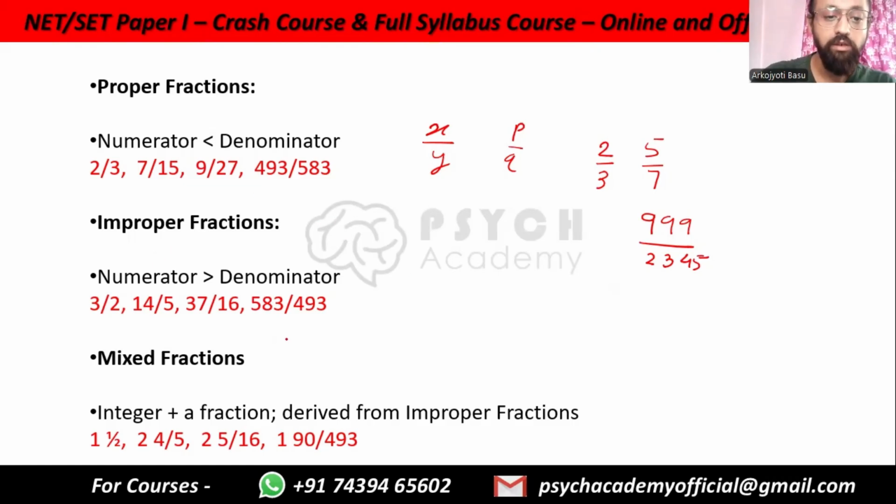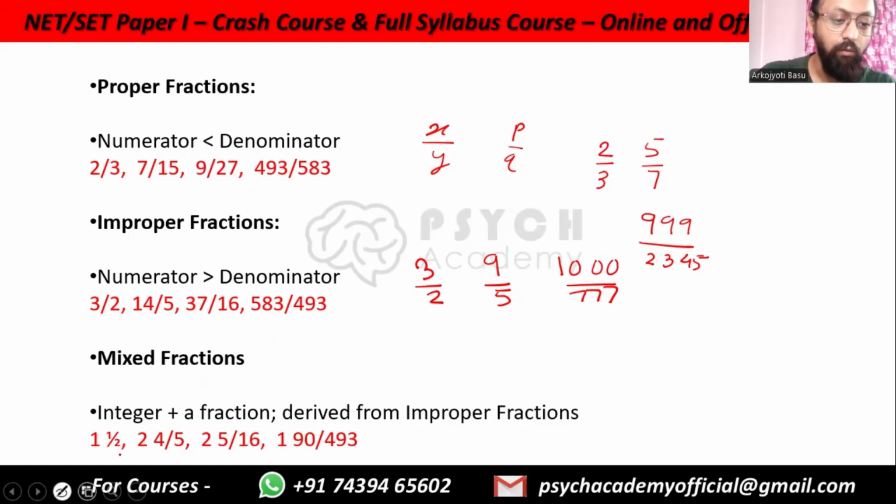An improper fraction is when the numerator is larger than the denominator. Example, 3 by 2, 9 by 5, 1000 by 777, all of these. So what exactly is a mixed fraction? A mixed fraction will be written in a format where there is an integer and then a fraction, something like this. Now mixed fraction and improper fraction are actually basically the same thing. They are just converted from one side to the other.